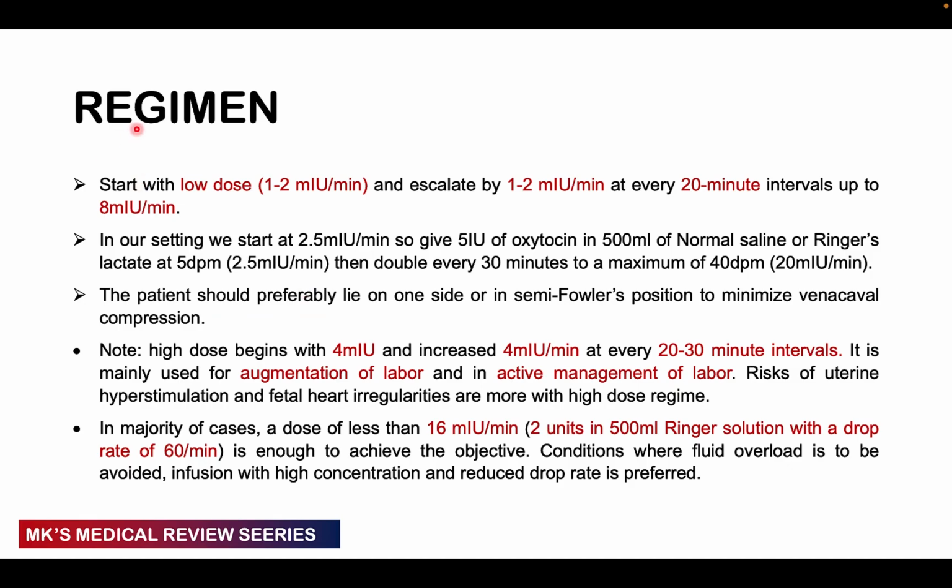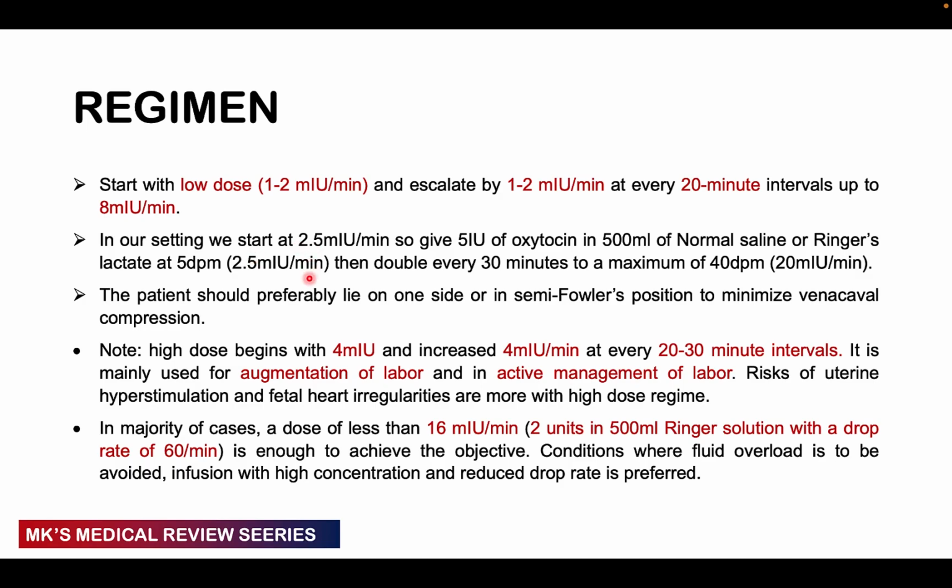So what regimen are we going to use? We start off at a low dose, 1 to 2 milli-international units per minute, and we escalate by 1 to 2 milli-international units per minute every 20 minutes to a maximum of 8 milli-international units per minute. But in our case, we can start off at 2.5 milli-international units per minute. So we give 5 international units of oxytocin in 500 mils of normal saline or Ringer's lactate at 5 drops per minute. So that's about 2.5 milli-international units per minute.